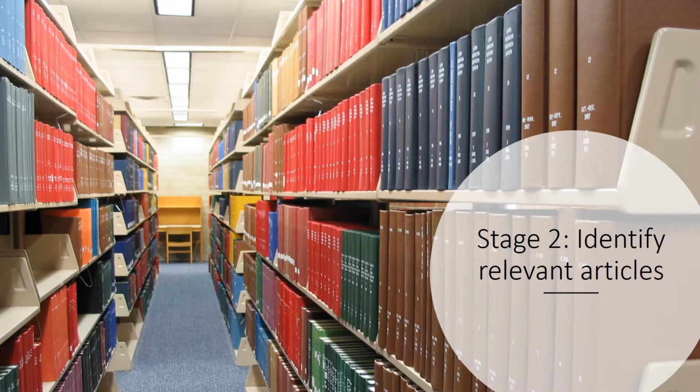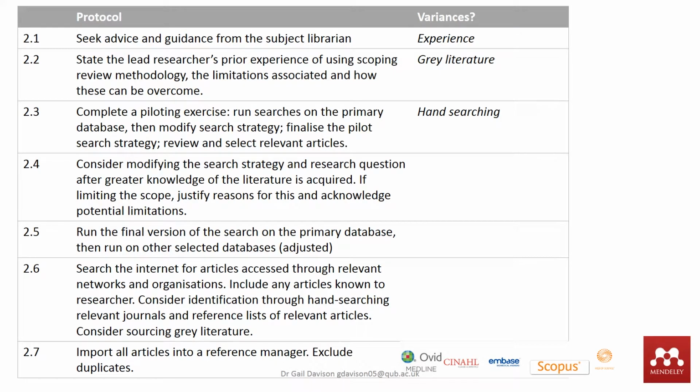So the next stage is identifying relevant articles, and hopefully you'll not have to go to the library and plod through a lot of books. Usually a lot of searching now is done on databases, so it's very important to seek advice and guidance from your subject librarian. As you see on the left hand side, this is the generic protocol that I mentioned, and on the right hand side, these are the possible variances that you may have.